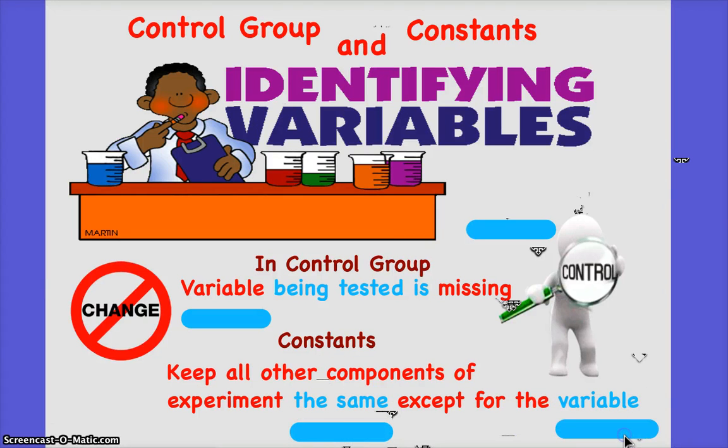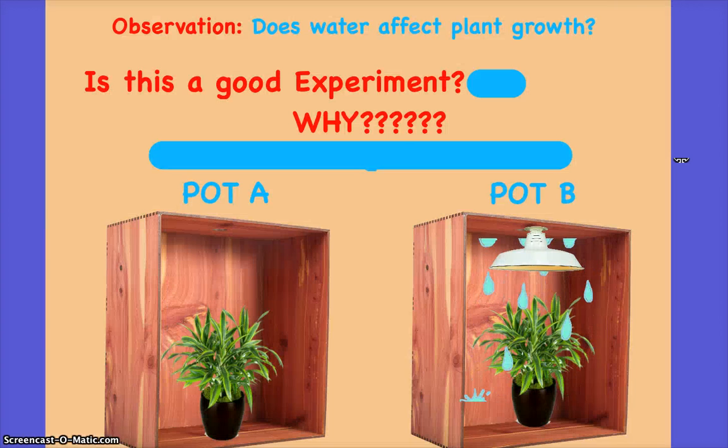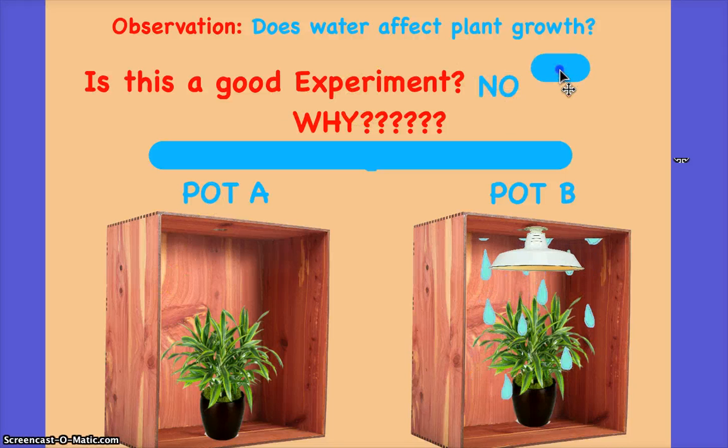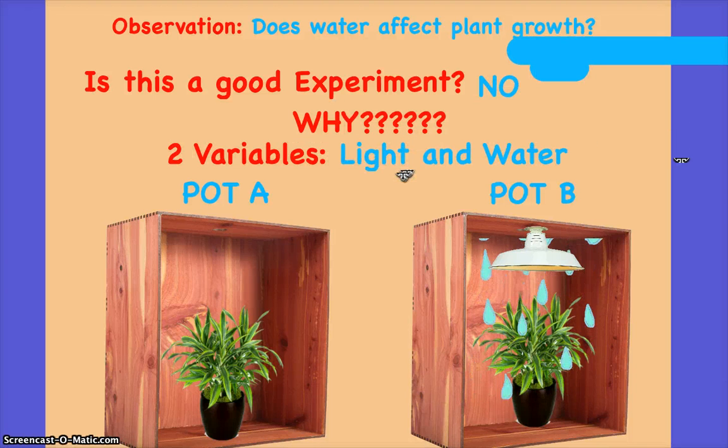Okay? And I'm going to go over some examples now. Is this a good experiment? No, because it has a light and water, which is 2 different variables. 2 different what kind of variables? Independent. We're manipulating 2 things. We're manipulating light and water. So if the plant starts to grow, which is my dependent variable, I won't know if it was because of the light or because of the water. So I have to manipulate only one in order to be able to make accurate conclusions.